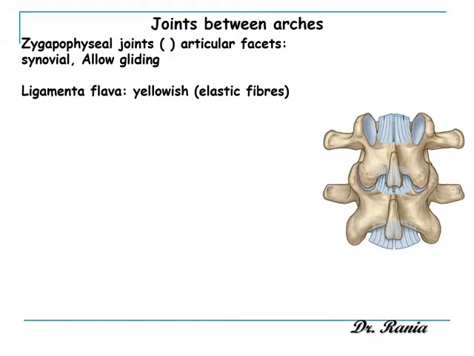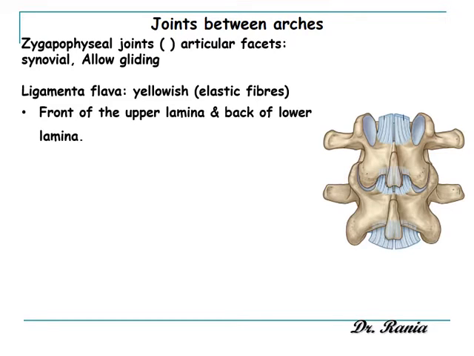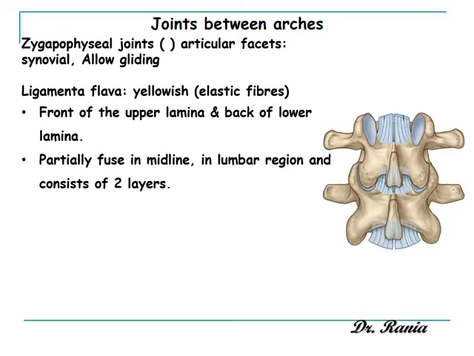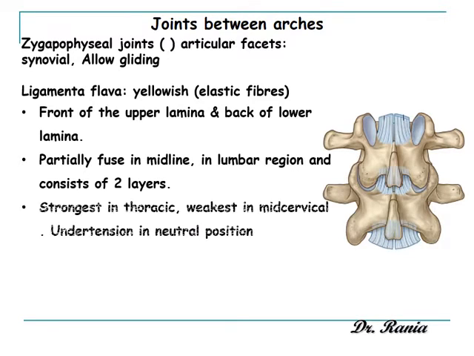Returning to the ligaments, ligamentum flavum. Ligamentum flavum is yellow and elastic, consisting mainly of elastic fibers. It extends from the front of the lamina of the vertebra above to the back of the lamina of the vertebra below. It partially fuses in the midline, especially in the lumbar region. In the lumbar region, it consists of two layers. It is strongest in the thoracic region and weak in the mid-cervical region.